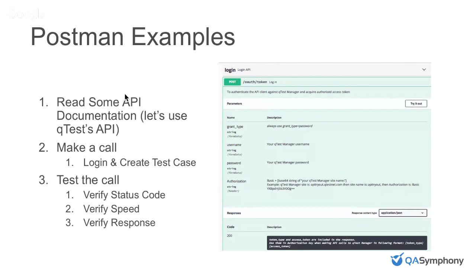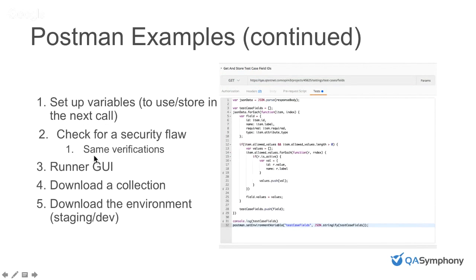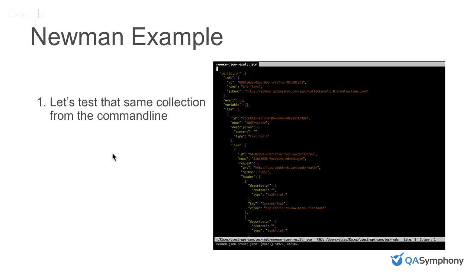And then with that call, we'll verify a few things: the status code, the speed of the response, and the actual response itself. After that, we'll set up some variables in Postman, and I'll show you the runner, the GUI runner. We'll download the collection and the environment, and I will show you running that from Newman.